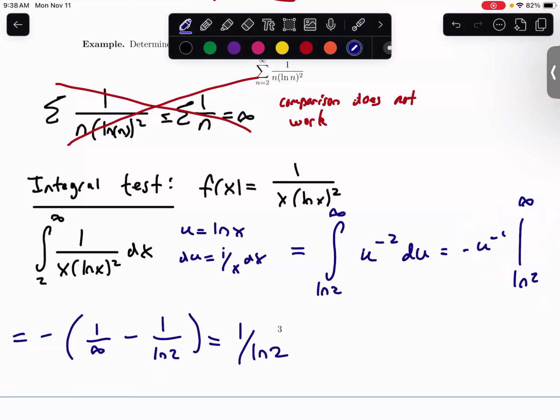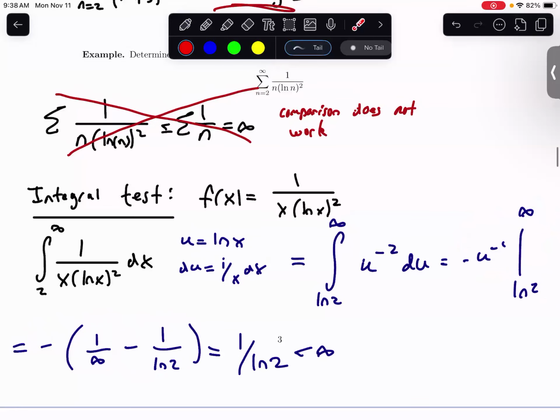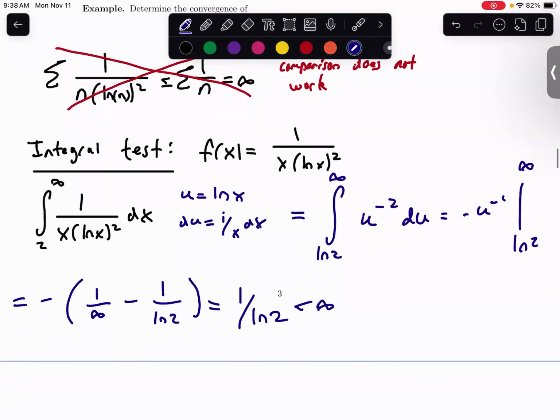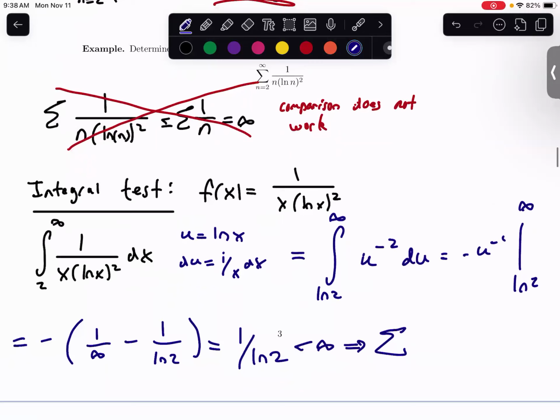The main point is that this is less than infinity, right? This is a finite number. And so this immediately implies that the corresponding series is going to end up converging as well. And so this is going to imply that the sum of 1 over n times the natural log of n squared, starting at n equals 2 to infinity, converges as well.